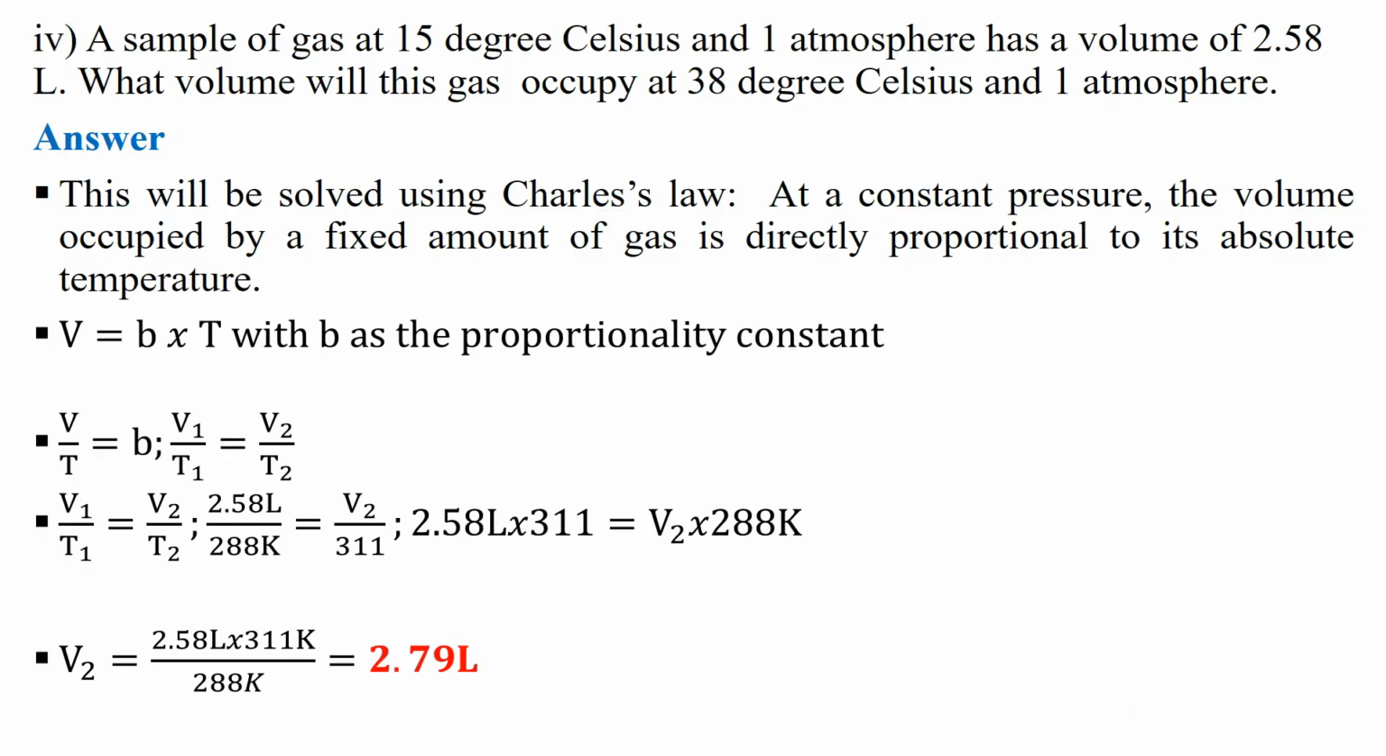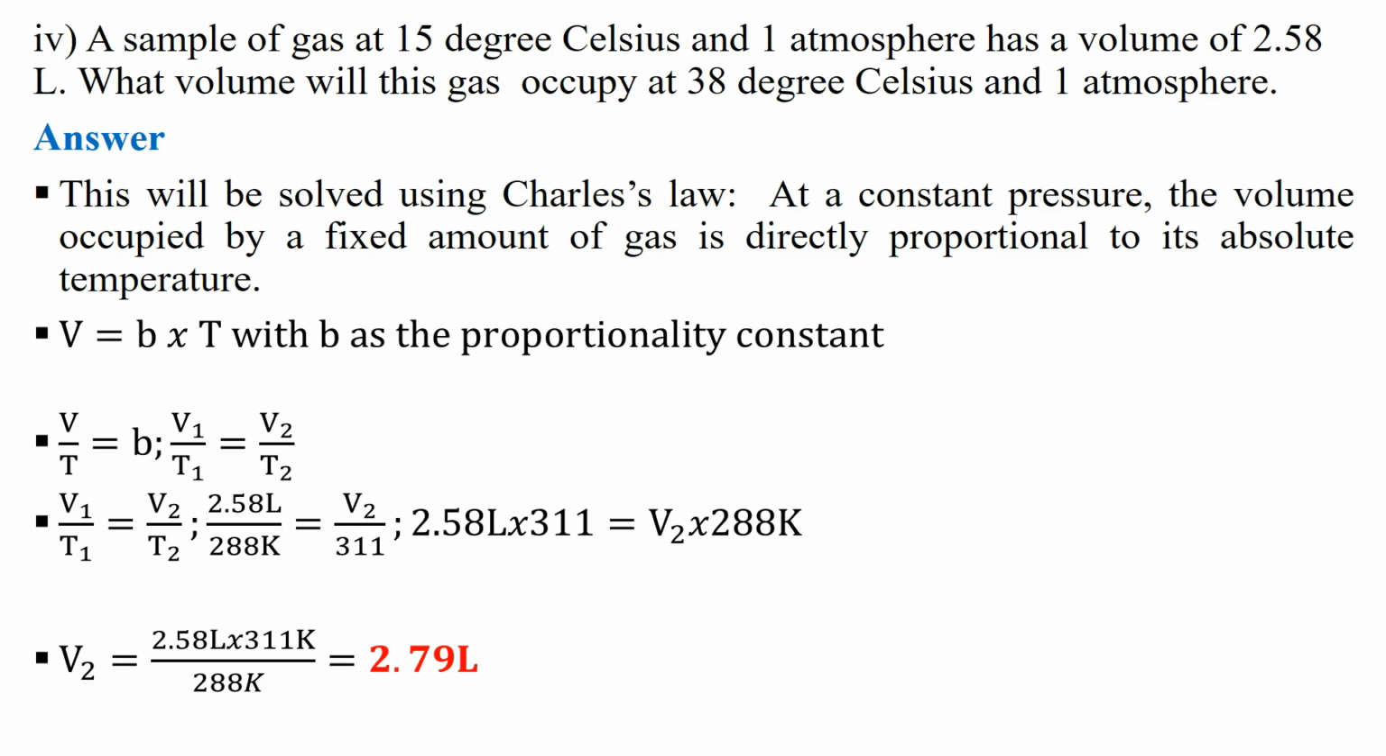Next question, a sample of gas at 15 degrees Celsius and 1 atmosphere has a volume of 2.58 liters. What volume will this gas occupy at 38 degrees Celsius and 1 atmosphere? Here we have a gas at 15 degrees Celsius and 1 atmosphere, which means we have the temperature and the pressure, and you have the volume, which is 2.58, and now they are asking what will be the volume of this gas if we are changing the temperature from 15 degrees Celsius to 38 degrees Celsius and 1 atmosphere.